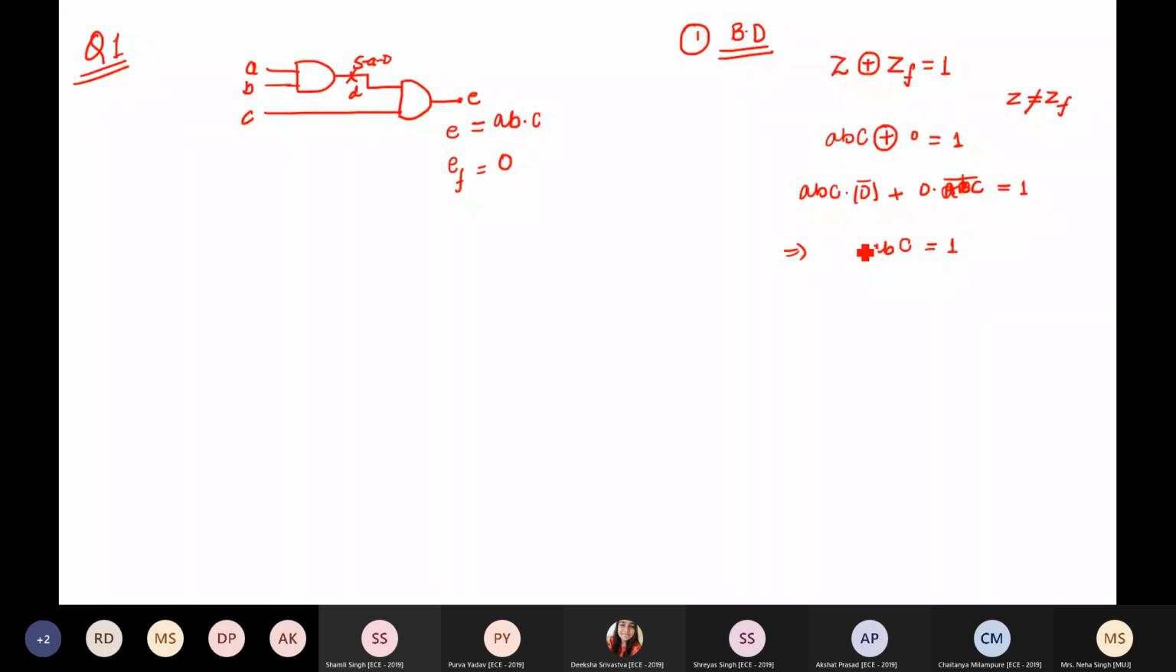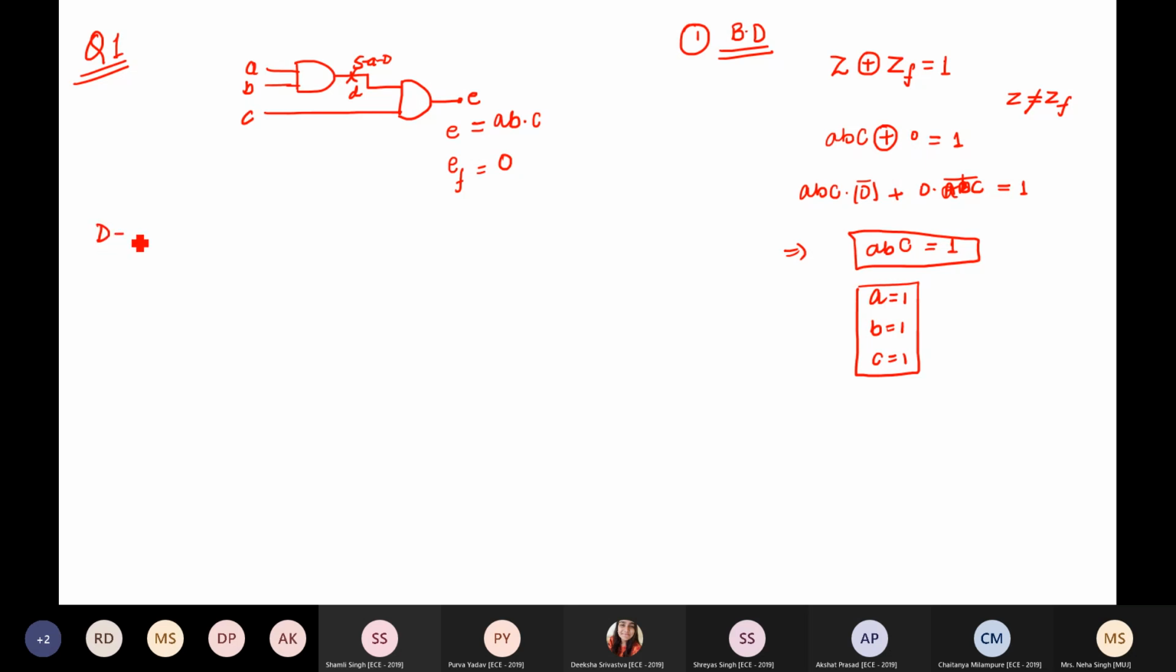ABC equal to 1. This simply means that the test vector which is required to detect this fault will be given as A equal to 1, B equal to 1 and C equal to 1, because if the three inputs are 1, then only A dot B dot C will be true. Is it okay? The Boolean difference? So we have this as the test vector which is required to be applied at input to detect this fault.